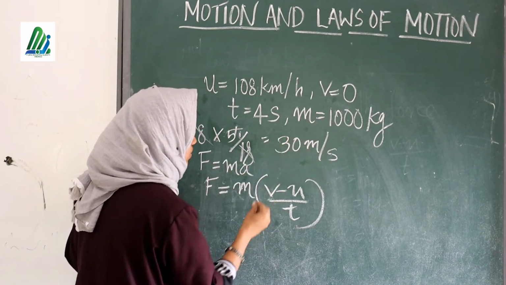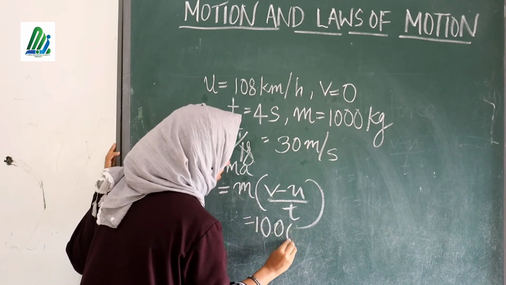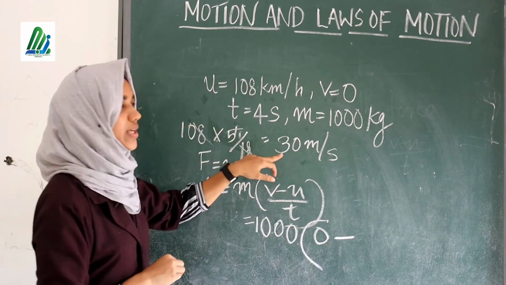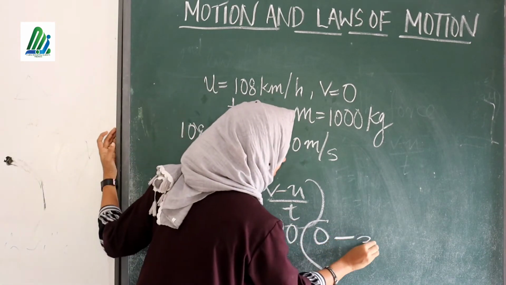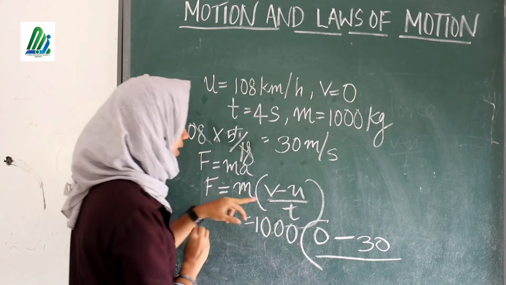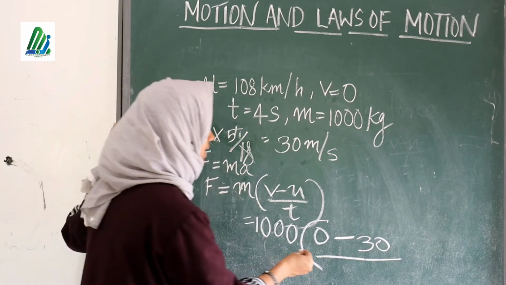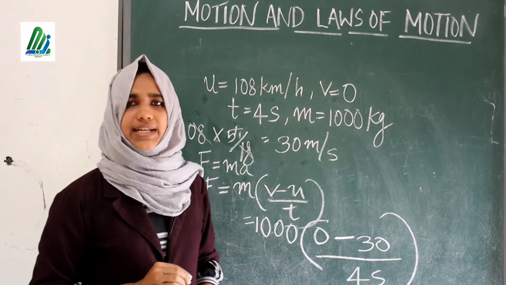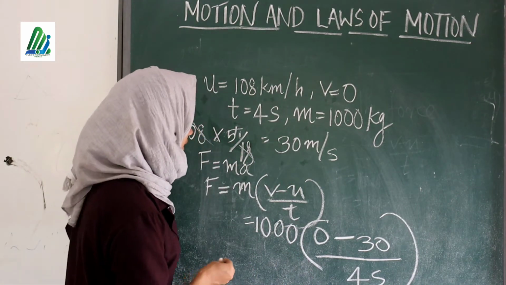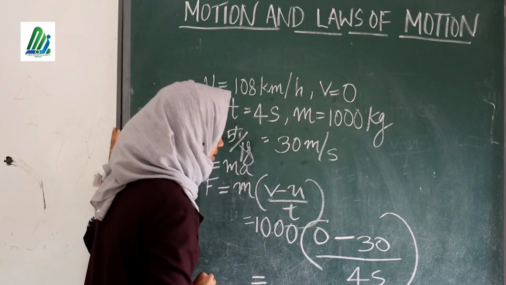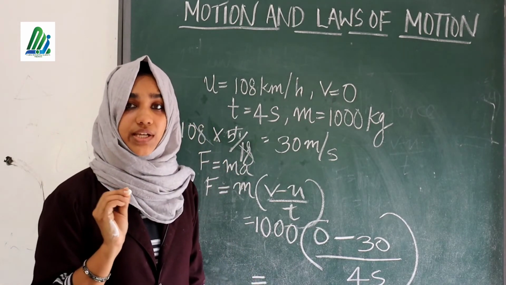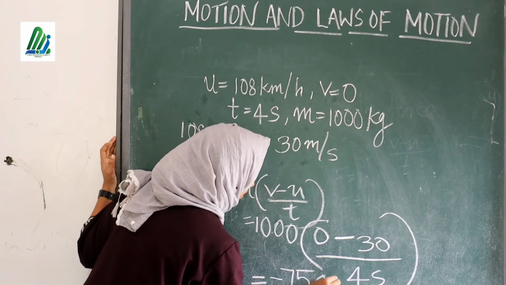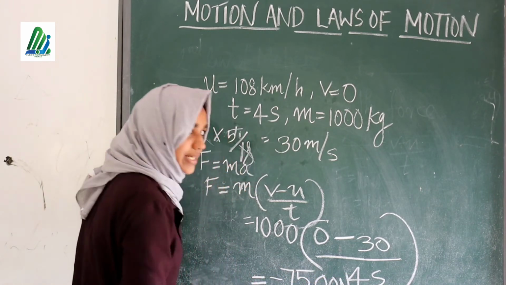Then we want to apply these values into this. Here mass is 1000 kilogram. Here v is 0 and u is how much? That is 30 meter per second. Then here t is 4 seconds. Is it clear? So by calculating this, we will get minus 7500 Newton. Is it clear?